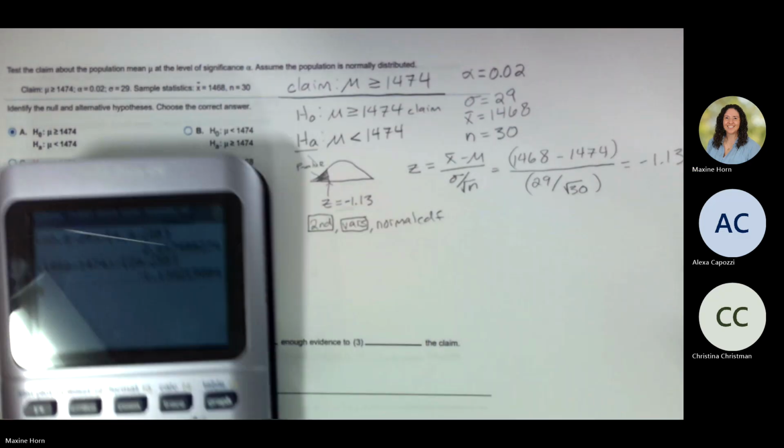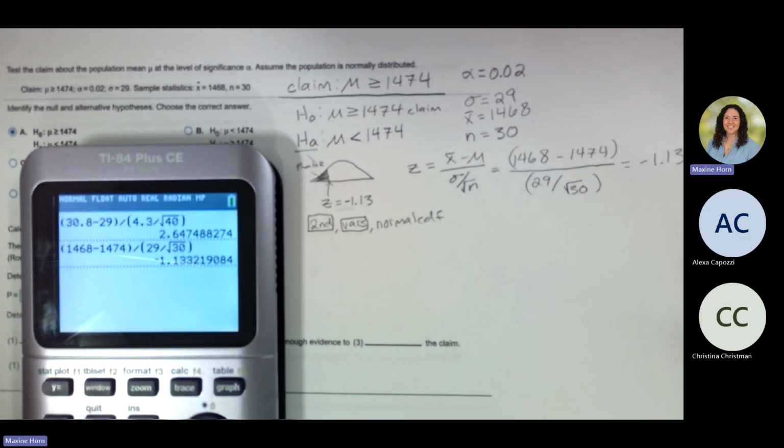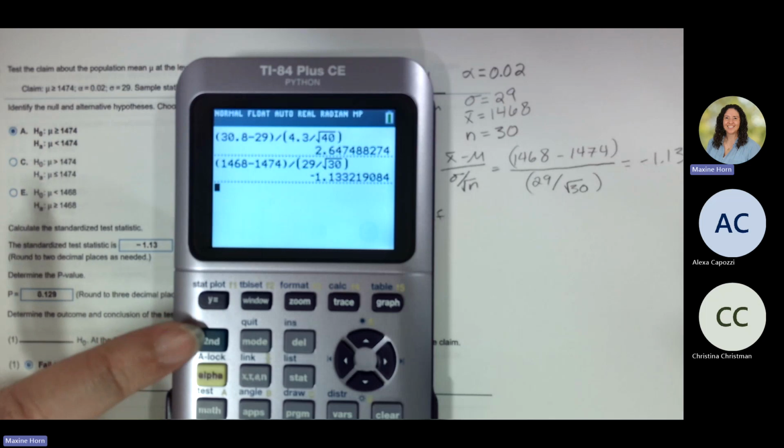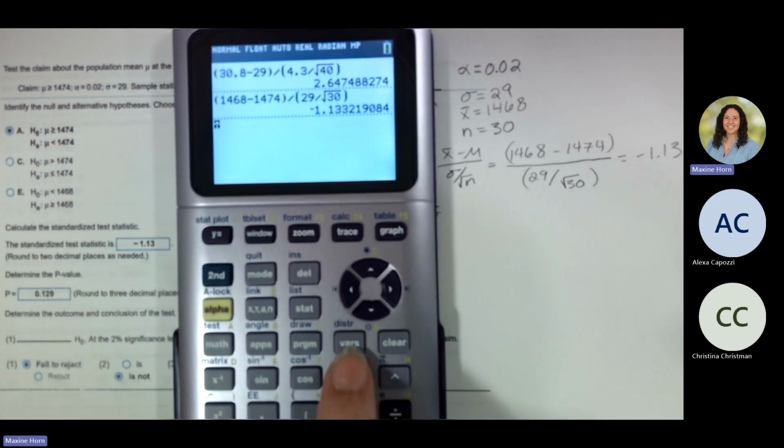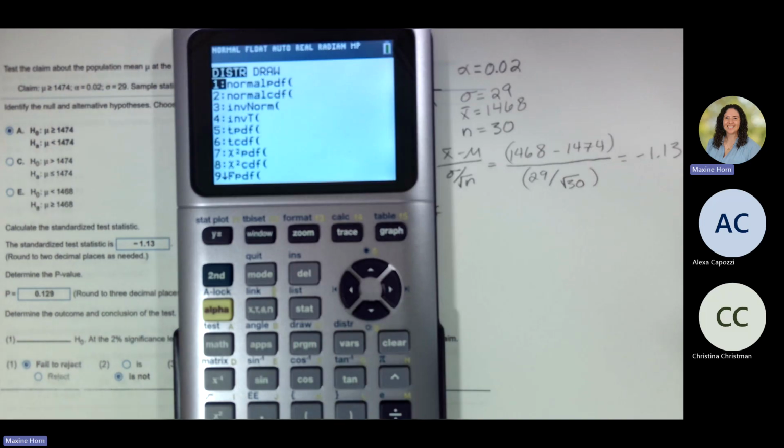So I'm sure we can see this. So we're going to do second. No, you can't see that. Second button, and then the vars button, which is right here, second vars. And then we're going to go normal CDF, which is number 2.